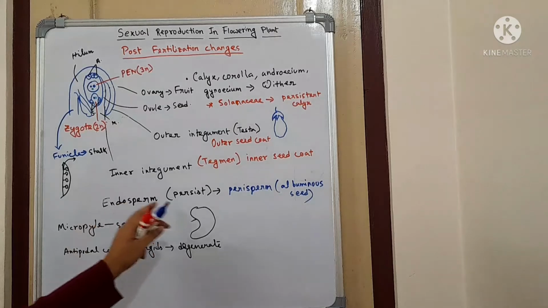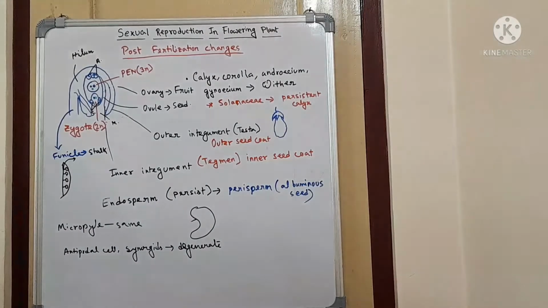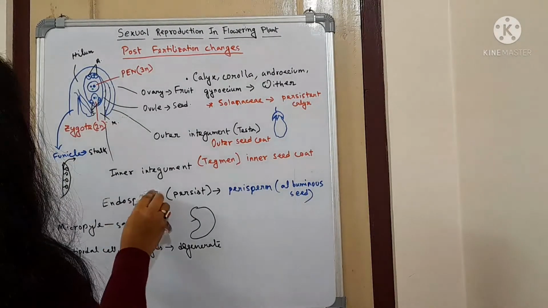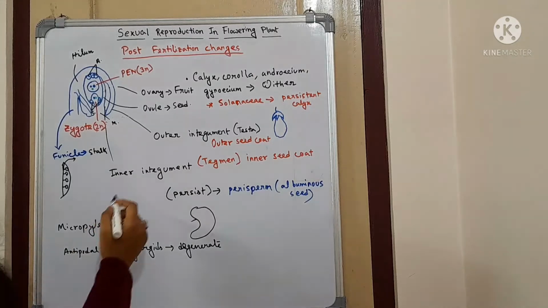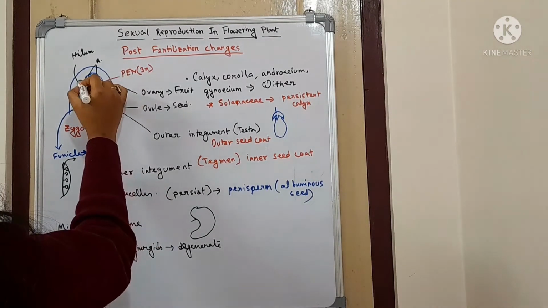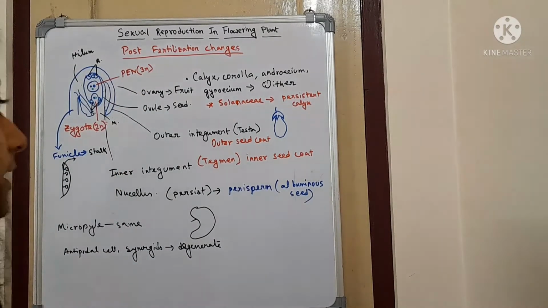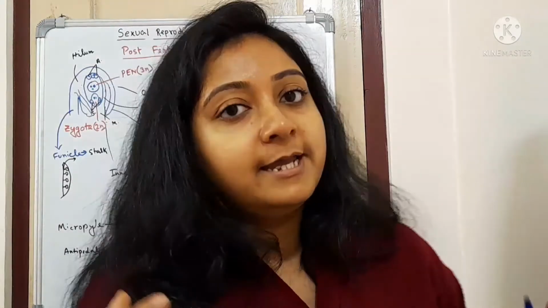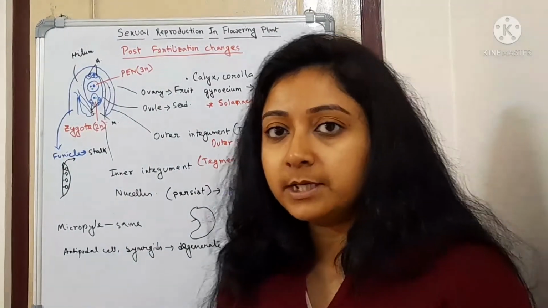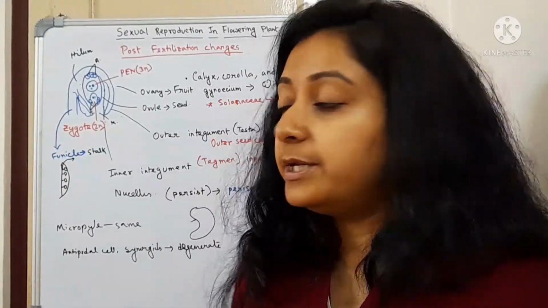Actually, it is not the endosperm. I was talking about the nucellus. Sorry, I'm extremely sorry. It will be nucellus. The nucellus was present outside this embryo sac. If the nucellus is present, then that seed is considered an albuminous seed, and if the nucellus is absent, then it can be considered an ex-albuminous or non-albuminous seed.